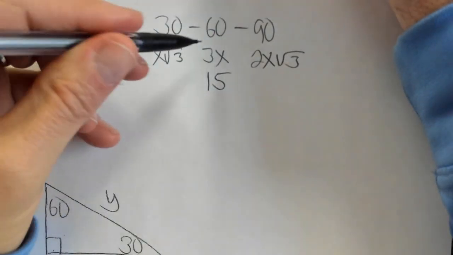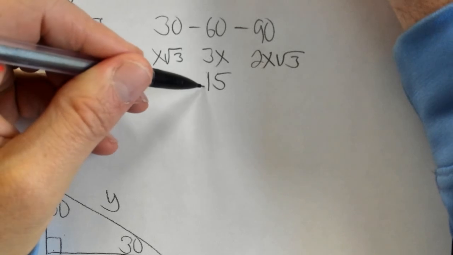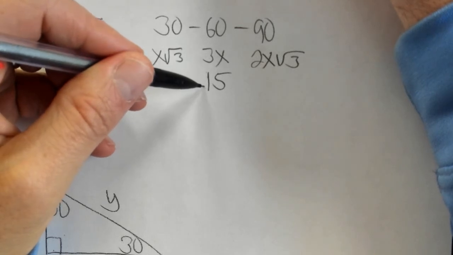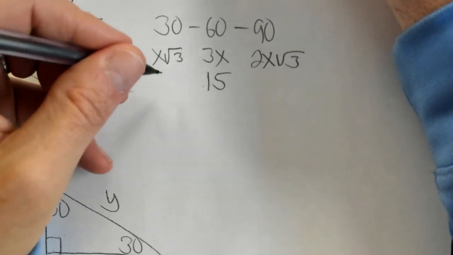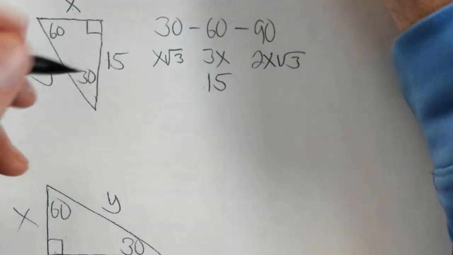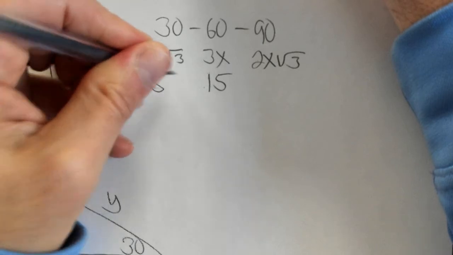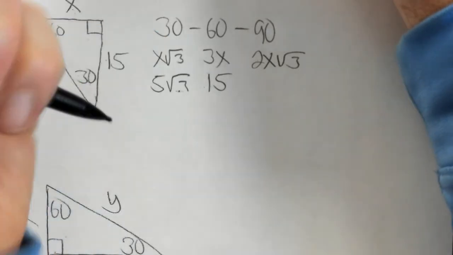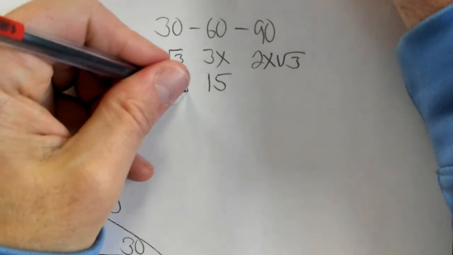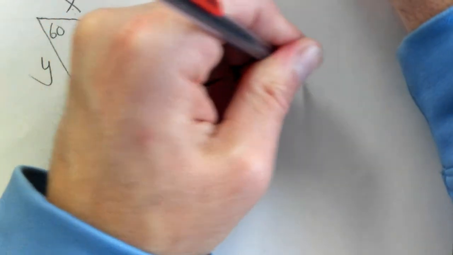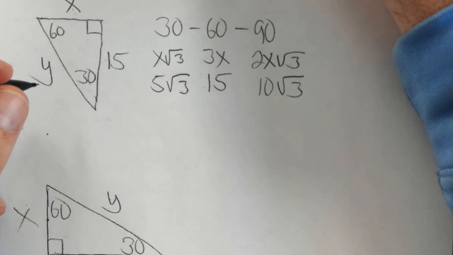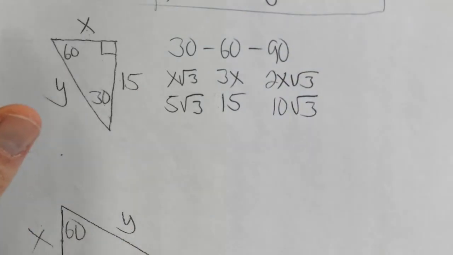Right? So if 3x equals 15, then what's my x equal to? Well, I need to do 15 divided by 3 to get 5. So my x is 5. So anywhere in the other two columns I see an x, I'm going to put a 5. So that makes this 5 square roots of 3. And that's going to make this 2 times 5, which is 10 square roots of 3. So now I've got all of the columns filled in.